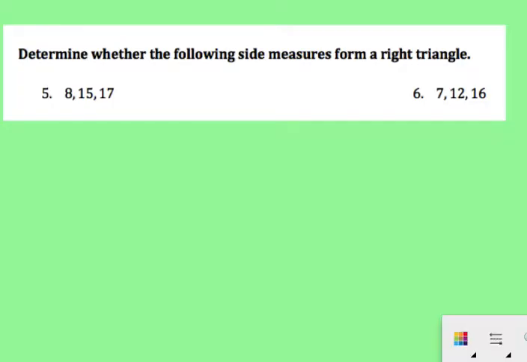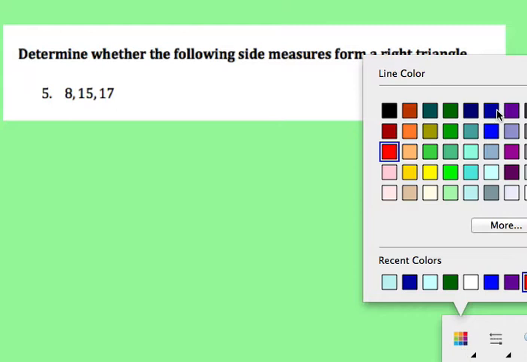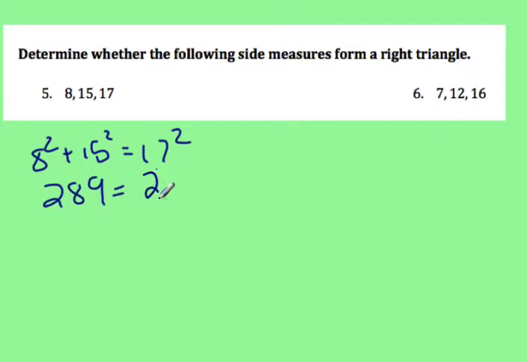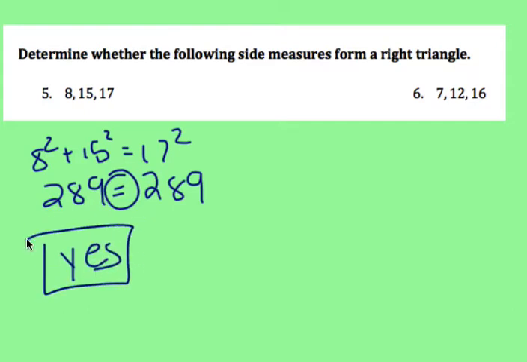Now, let's take a look at number 5. For number 5, we want to determine if it's a right triangle. So what we're going to do is take the two smaller sides, add them, and set them equal to each other. So 8 squared plus 15 squared gives me 289. 17 squared is 289. Again, I suggest typing this in the calculator along with me so you know you're doing it correctly. Since they are equal, it is a right triangle.